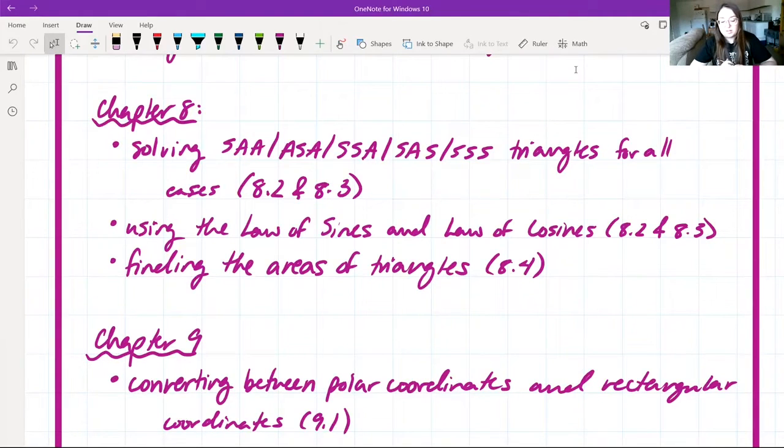Then we have using the law of sines and the law of cosines, which are in sections 8.2 and 8.3. And then finding the areas of triangles, which is in section 8.4.